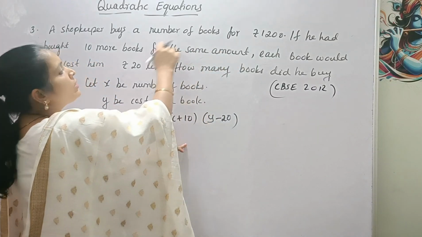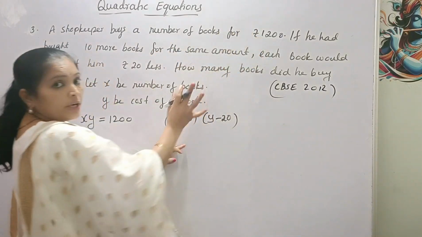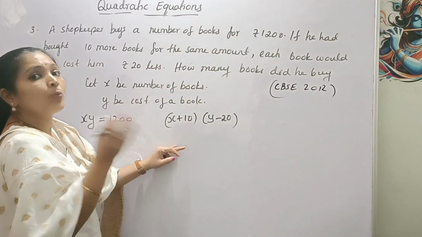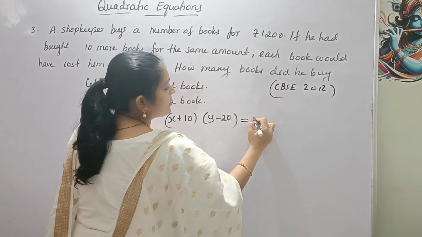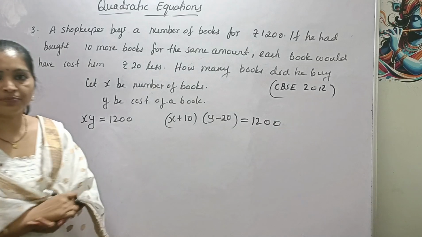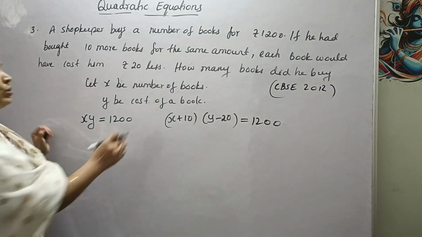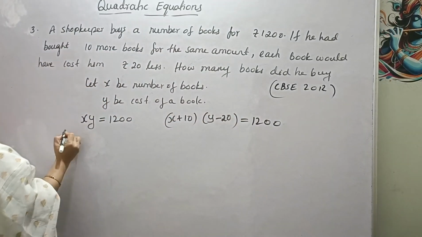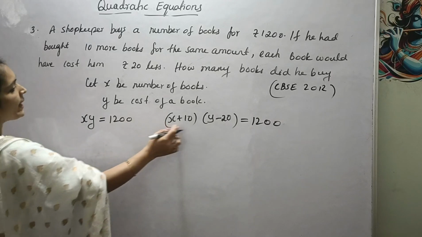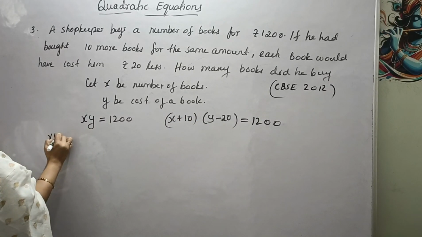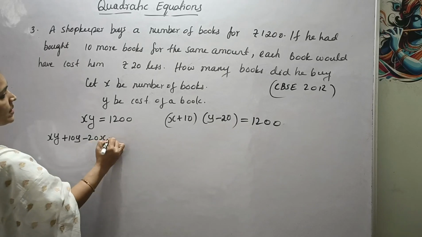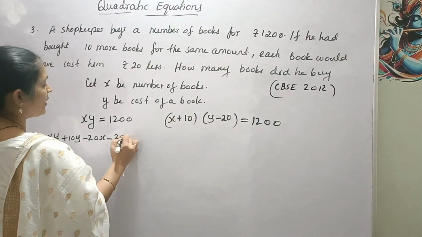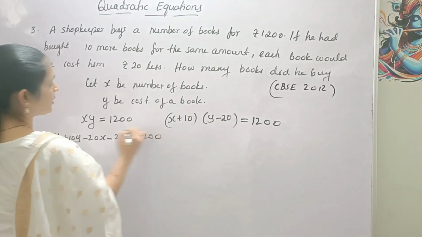And it is given that for the same amount, he would have bought it for the same amount, that is 1200 rupees. So it is equal to 1200. Now let's simplify this equation. So here we will get x into y plus 10y minus 20x minus 200 is equal to 1200.